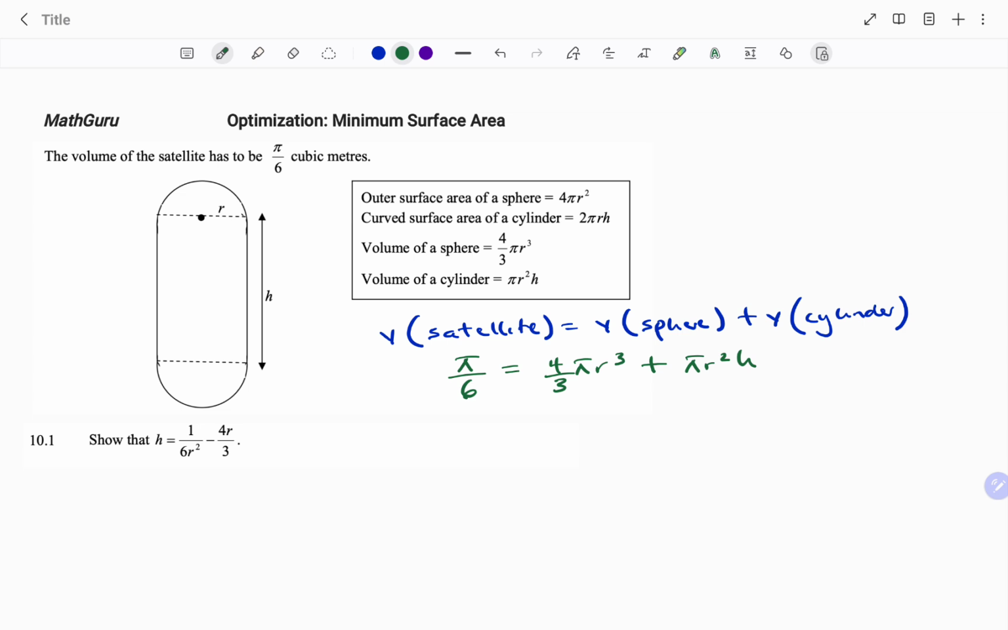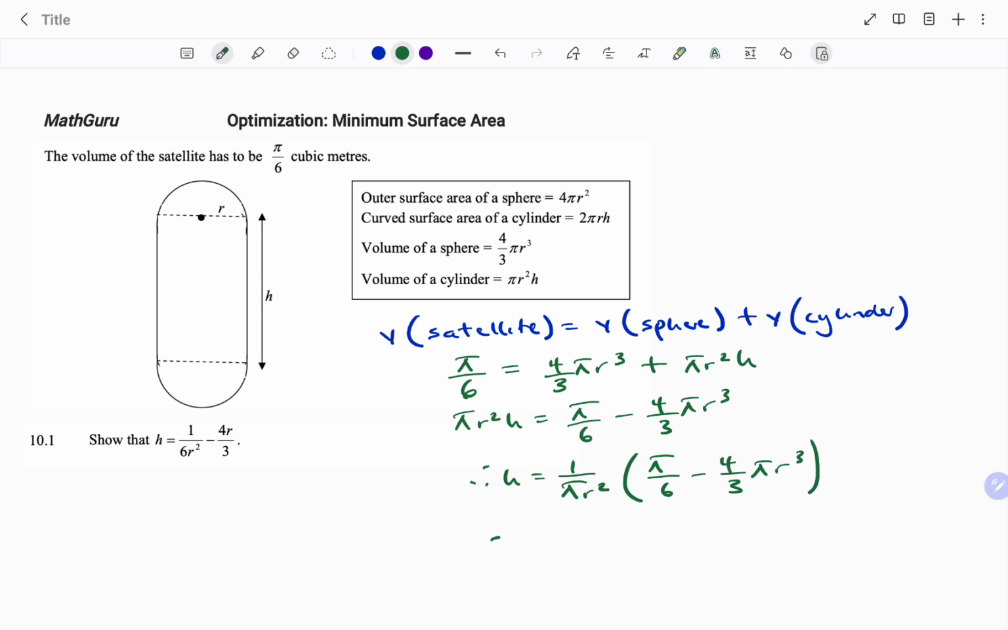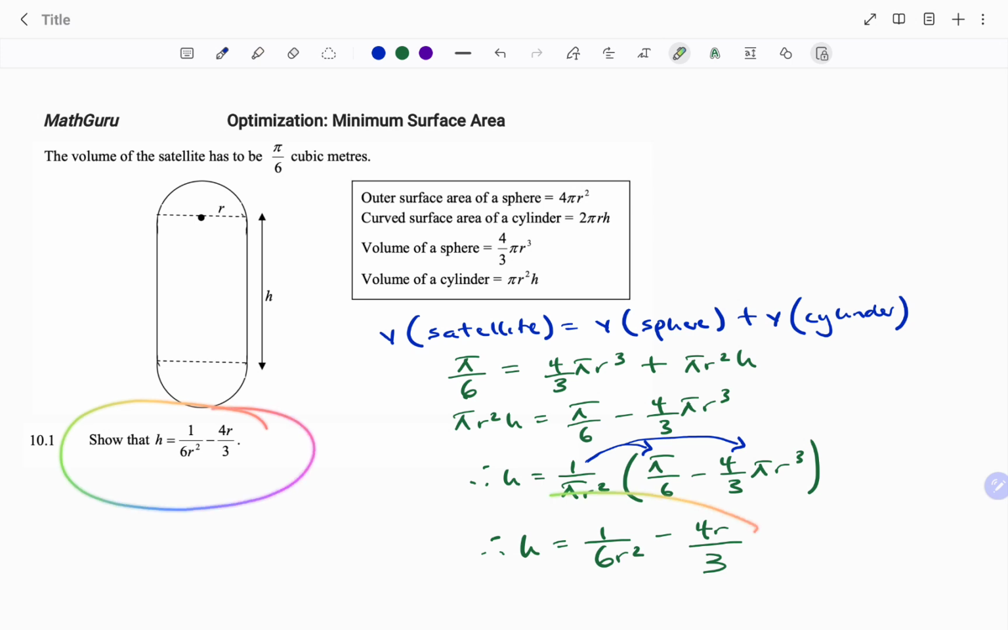I'm going to simplify and make h the subject of the formula. Moving the 4 over 3 pi r cubed, I have pi r squared h equals pi over 6 minus 4 over 3 pi r cubed. Then I'm going to divide both sides by pi r squared. So my h will be 1 over pi r squared multiplying pi over 6 minus 4 over 3 pi r cubed. If you simplify, the perpendicular height h of the cylinder equals 1 over 6r squared minus 4r over 3. What I did was multiply 1 over pi r squared by all the terms in the bracket, and we've been able to show that that is the value of h.